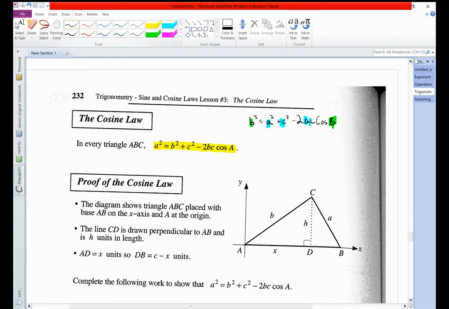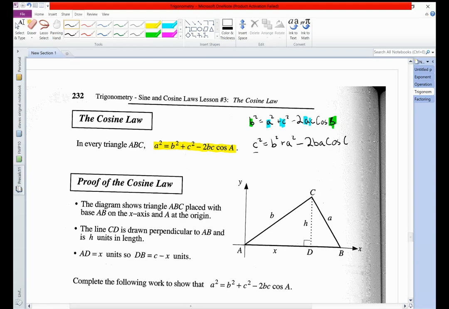So if you're looking for side length c, then we know that the first two are going to be the remaining sides, b squared plus a squared. And then we're going to subtract 2ba or ab, doesn't matter, ba. And then we're going to multiply by cos of the angle of the side we started with, so cos of C.